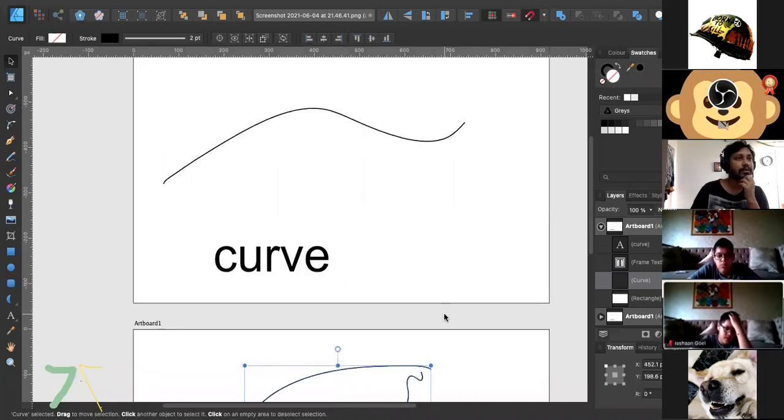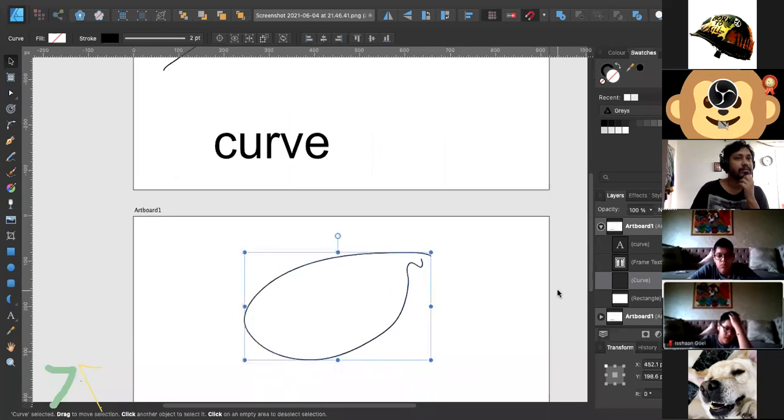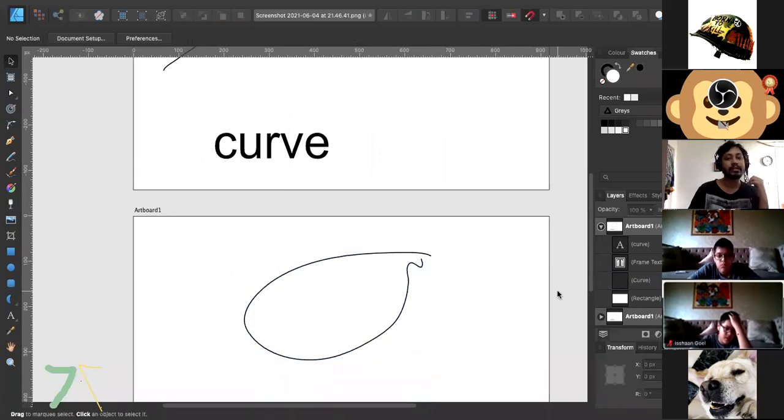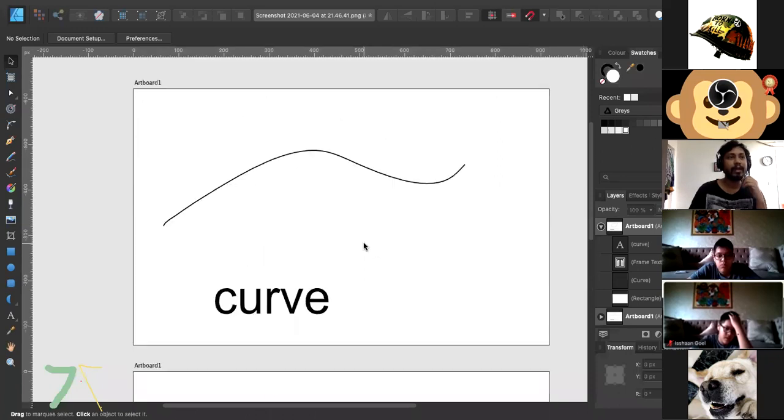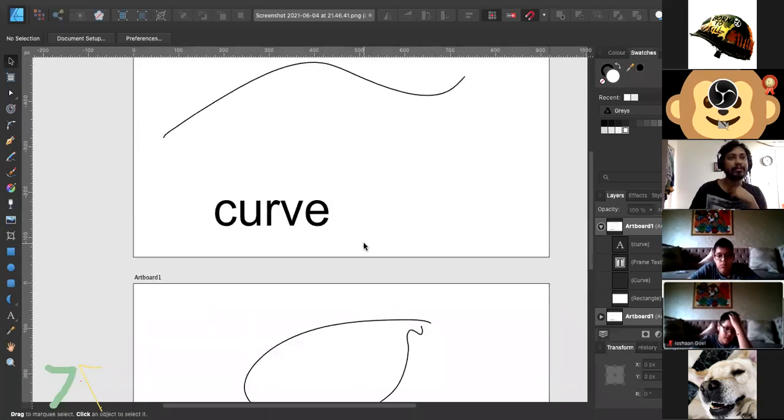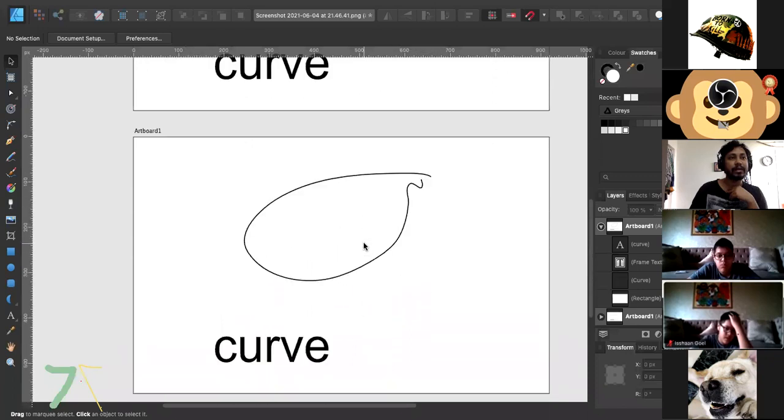and the first one is also open because it doesn't end at the starting point. Both of them are open. So any difference between these two? Not really. The shape is different, but they both are open curves.